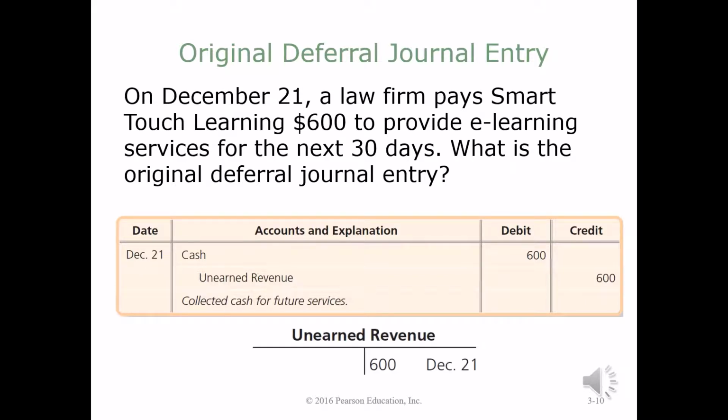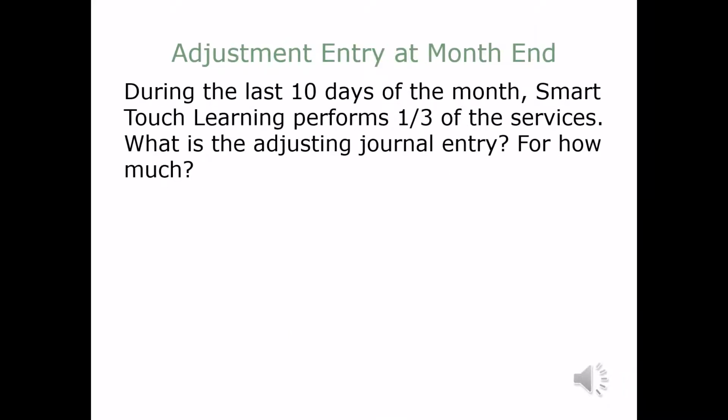Our T account for unearned revenue would show a $600 credit on December 21. You probably noticed that when we posted that journal entry, it was on December 21, and there were 10 days left in the month. So now let's assume that during the last 10 days of the month, Smart Touch Learning performed 1/3 of the services. That is, 1/3 of the money is now earned as real revenue. What is the adjusting journal entry and for how much?